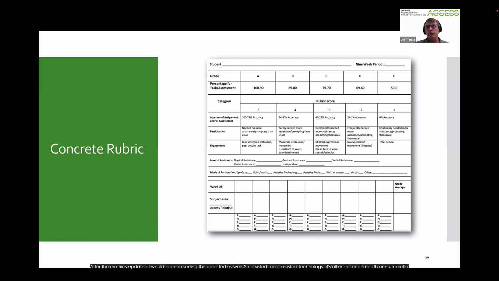So assistive tools, assistive technology, it's all underneath one umbrella. We don't want people to have to really think about, is assistive technology, is that a manipulative? It could be, it may not be. It just depends upon how you use it.